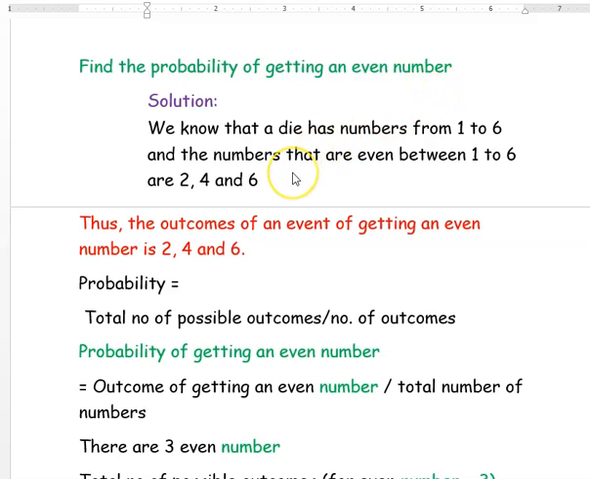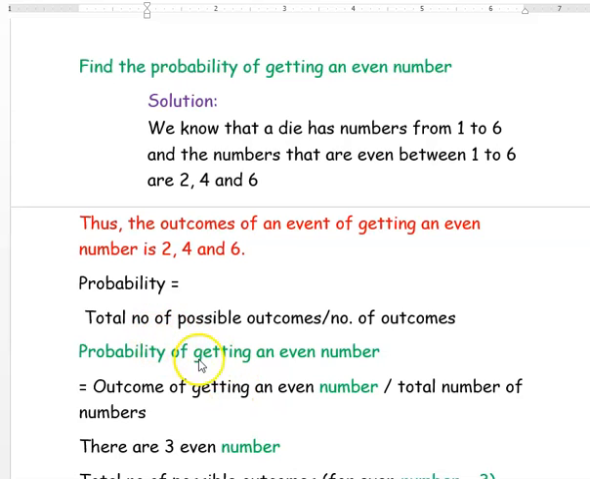So first we have to look into the die and find how many even numbers are there. We know that a die has numbers 1 to 6 and the even numbers are 2, 4 and 6. So the outcomes of getting an even number are 2, 4 and 6. Now we are going to apply this in the probability formula.